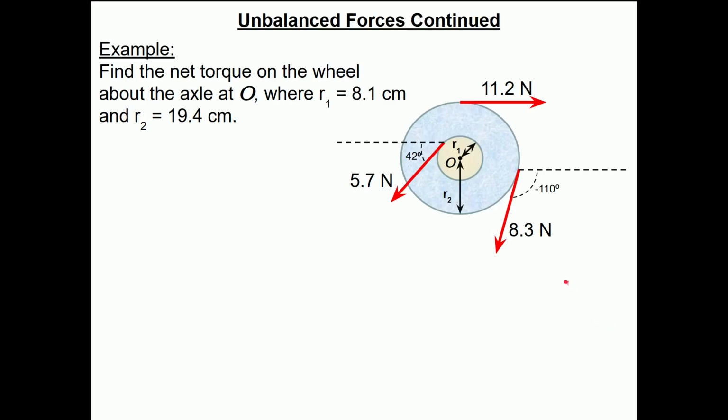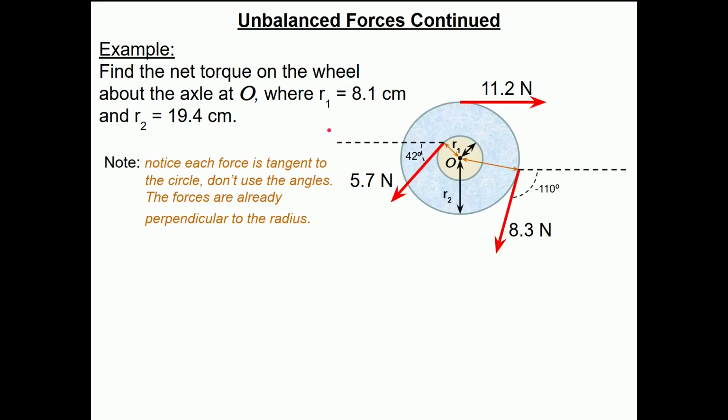This one I've seen before where they put little angles next to the tangent forces. Don't worry about those. They're just there. Again, you go from the radius right to, let's say, the 8.3, and you make a 90 degree. The 11.2, make a 90 degree. Also the same thing for the 5.7. You go from the center to that 5.7 and you can make a 90 degree from the radius, R1. So don't let this confuse you.